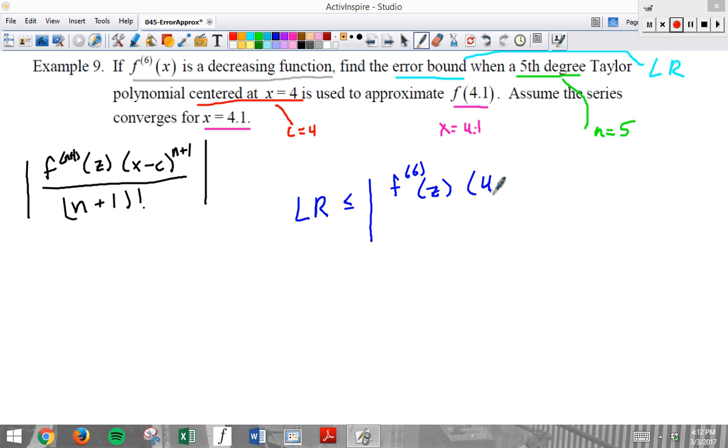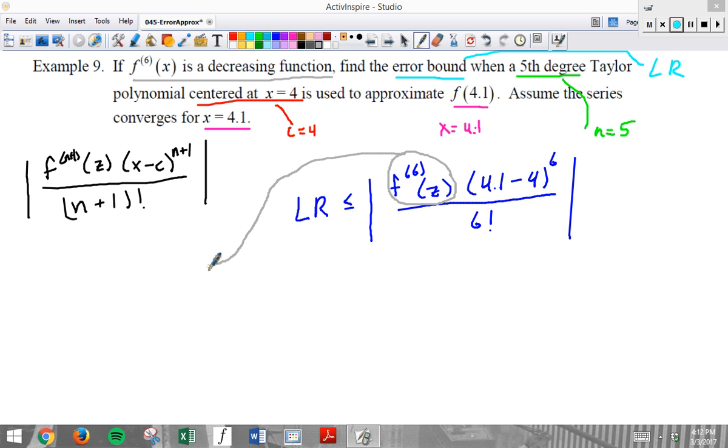Everything is really cagey. 4.1 minus 4. That's convenient. X minus c, sixth power, 6 factorial. Now, again, I want to find the max value. Here they don't give us something like sine, so they don't give us a formula to find the max value on the interval between here and here, 4 to 4.1.